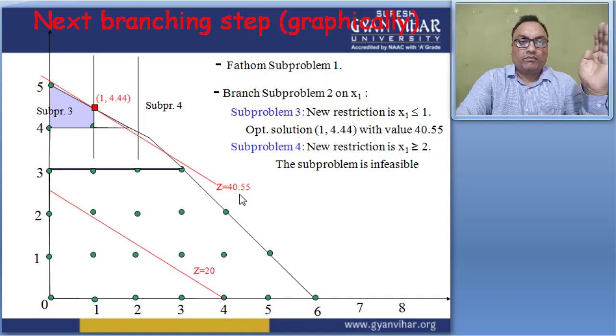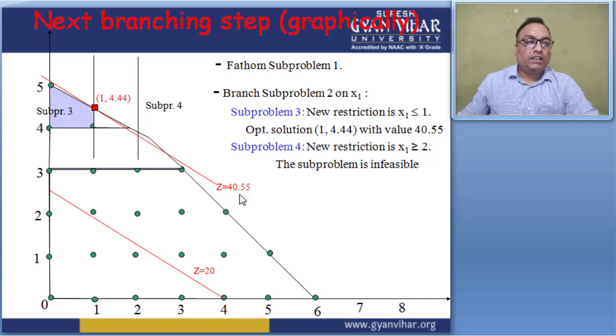The optimal solution you find from the linear programming is always greater than the integer programming solution, right? So the integer programming solution here is 40.55, and the linear programming solution is 41 point something, 41.25. So this gives the least solution, 40.55.